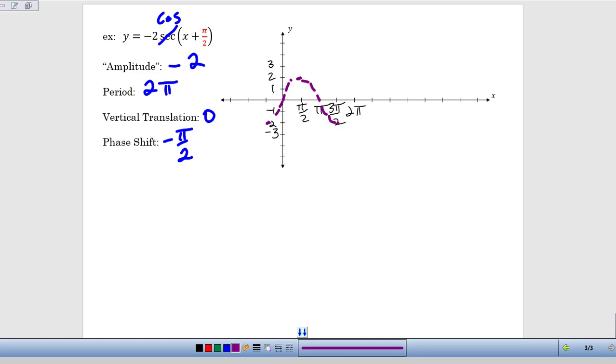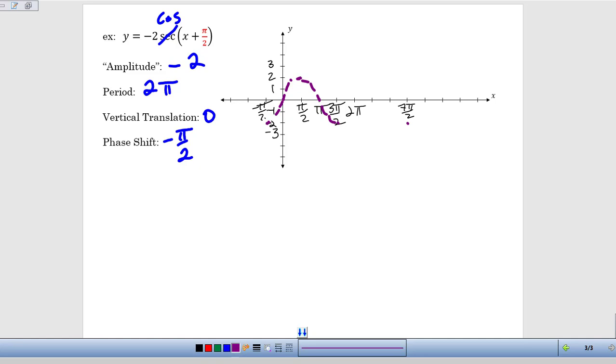I'm going to graph one more period going forward. So 1, 2, 3, 4 tick marks. And we should label what the endpoint of that is. So if we're at 2 pi, every tick mark is pi over 2. So 2 pi is like 4 pi over 2, 5 pi over 2, 6 pi over 2. So our finish here is at 7 pi over 2. And likewise, the start of the original cycle here, since we shifted backwards, is at negative pi over 2.